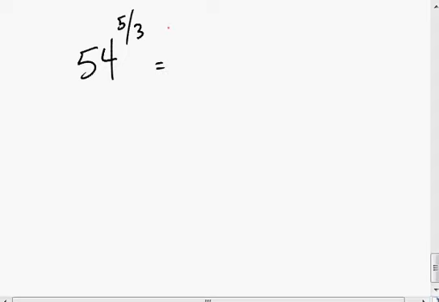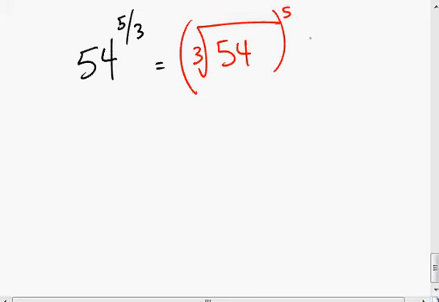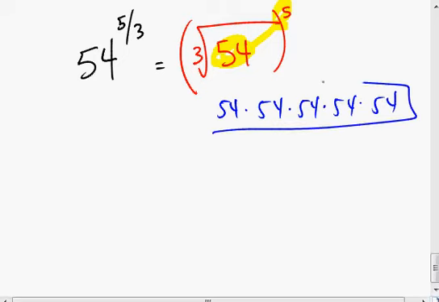Okay, if it helps, rewrite it in radical form. Radical form looks like this. Meaning we have 5 54s. This, right? 1, 2, 3, 4, 5. That yellow is just a short, fast way of writing this. So we've got 5 54s. This is what we have. This is what we need. We got 5 54s. We need 3 for this game.